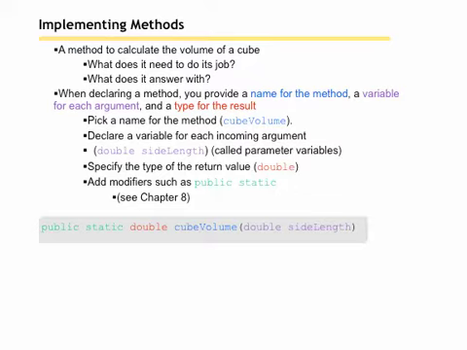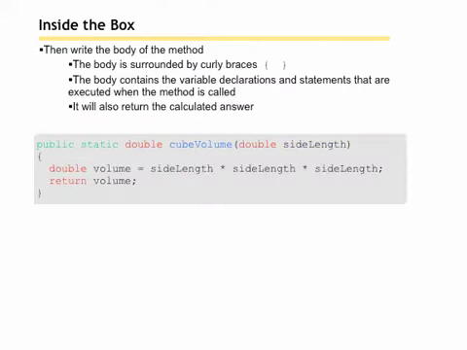We declare a variable for each incoming parameter. So in this case, we only need one parameter, a side length, and the data type in this case will be double. And then we specify the return type. If the argument is double and we're doing a calculation with it, 99% of the time the return value is going to be double as well. And then we add the modifiers such as public, static. In Chapter 8, we're going to learn something a little different from public and static, but until we get there, all our methods will use the public static modifiers.